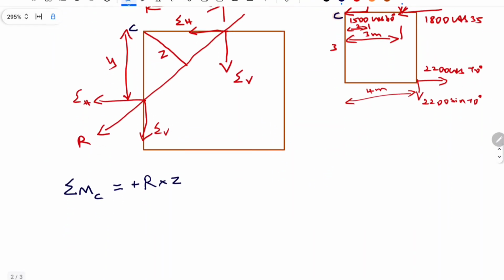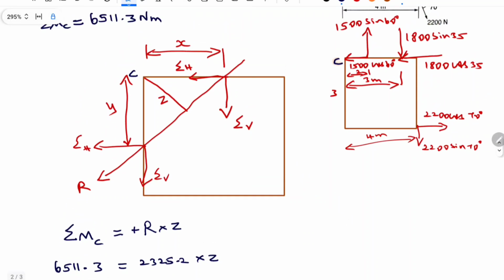Now the moment value is 6511.3. That is equal to R magnitude, which is 2325.2, into Z. Now the Z value is going to be 2.8 meter. So this is the Z value.